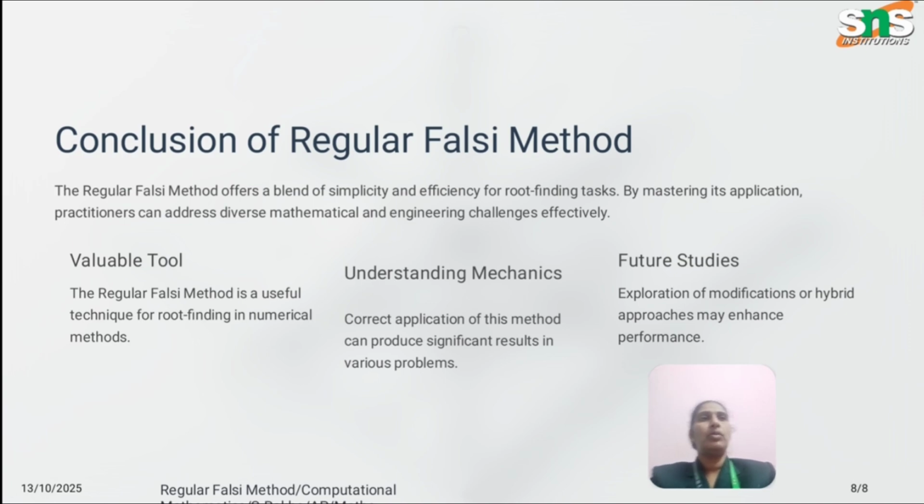Then again we have to proceed in the same way, and continue the values until the value converges. In the bisection method, x naught equals a plus b by 2, but in the regula falsi method the number of iterations is very much less compared to the bisection method.